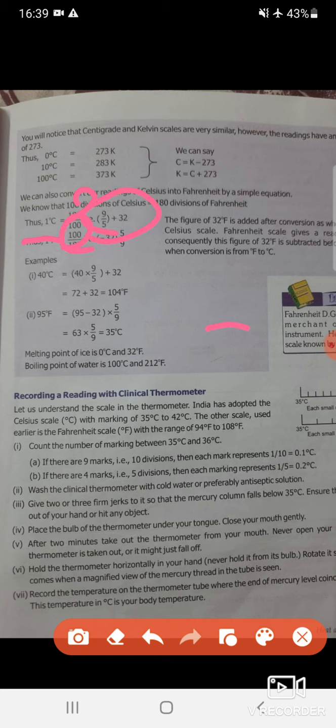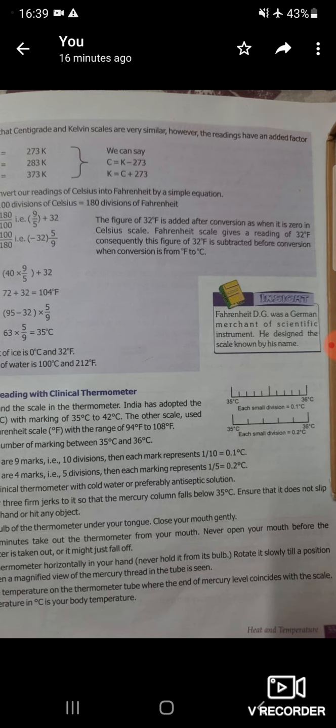And 32, why have we taken 32? Because the freezing point gave a reading of 32 Fahrenheit. Consequently, this figure of 32 F is subtracted before conversion, when conversion is from Fahrenheit to Celsius. So you need to subtract the 32 degree Fahrenheit.